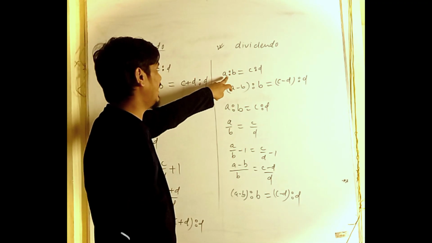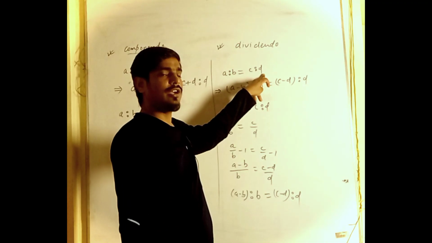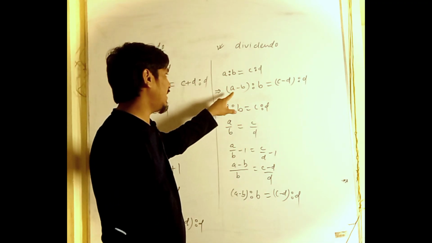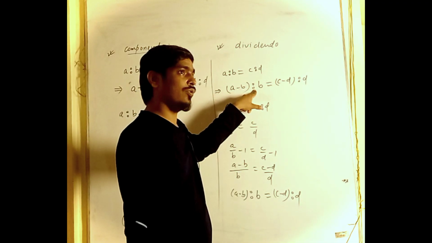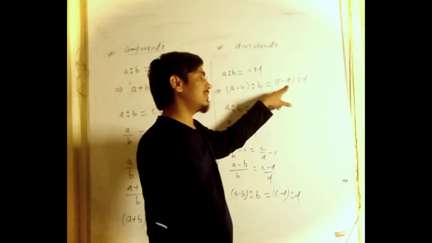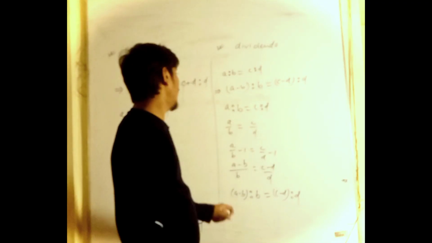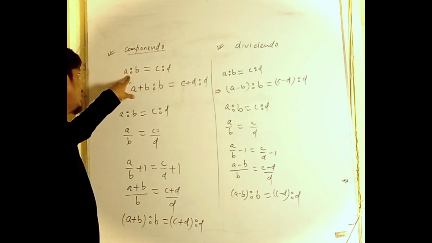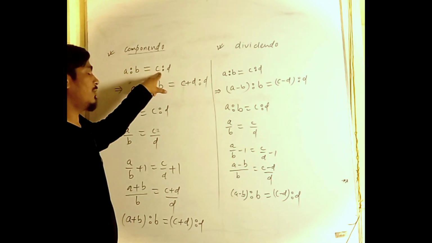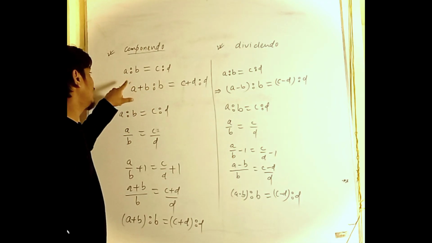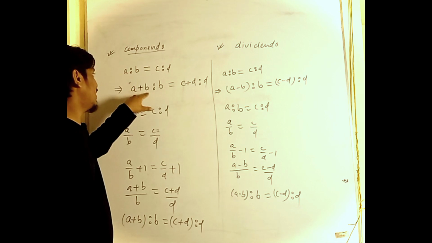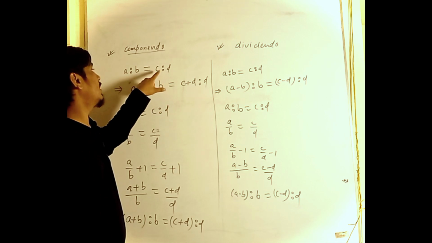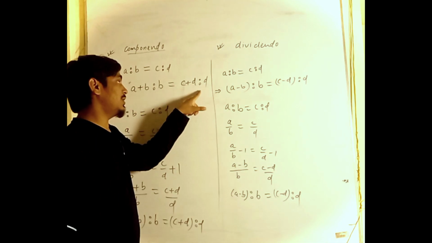I mean we have A ratio B equal to C ratio D, so we can write this equivalently as A minus B ratio B is equal to C minus D ratio D. And in the componendo case we can write A ratio B equals C ratio D as the sum of these two, A plus B ratio B equals the sum of these two, C plus D ratio D.